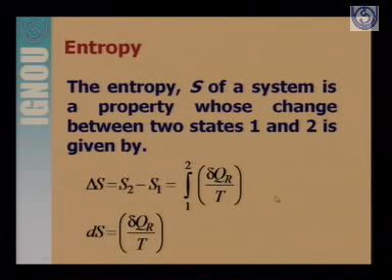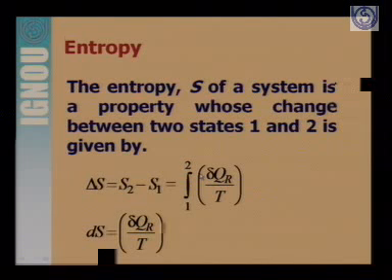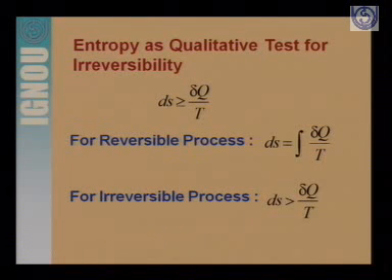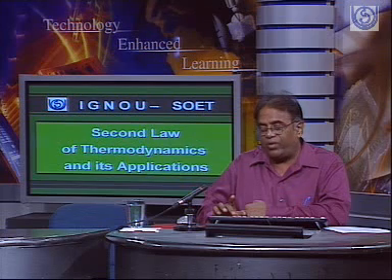So here you see that the entropy S of a system is a property whose change between two states 1 and 2 is delta S equal to the integral of del Q by T, lower limit 1, upper limit 2. And here the change in entropy dS is equal to del Q by T. So in our next class we will definitely take up this topic, entropy.